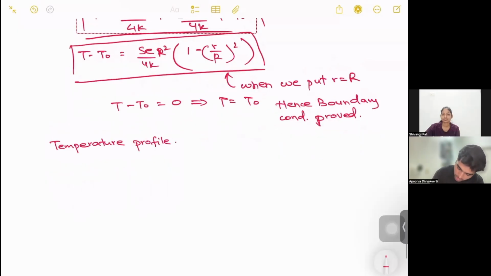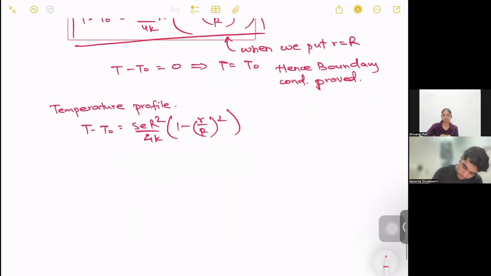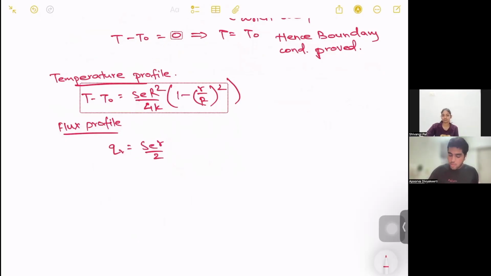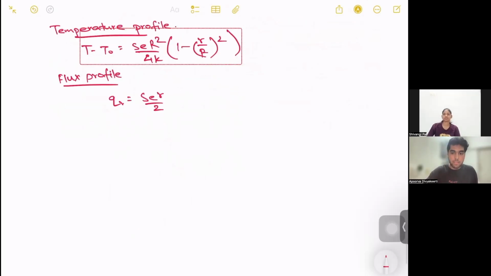So this is T minus T naught equals S_E capital R square by 4k into 1 minus small r by capital R the whole square. And the flux profile we got as q_r equals S_E r by 2. Okay, so now we've got both the profiles.